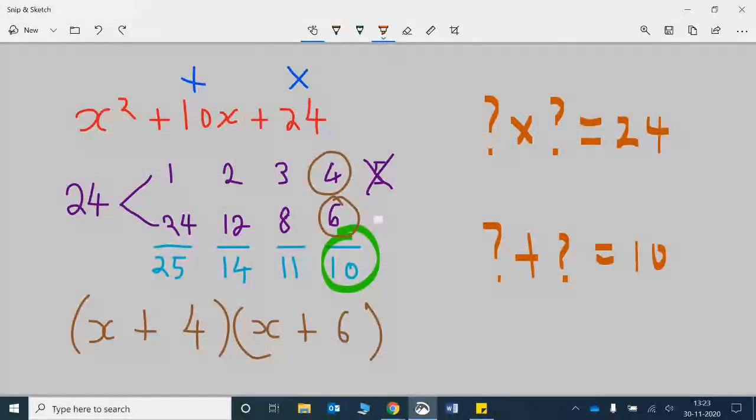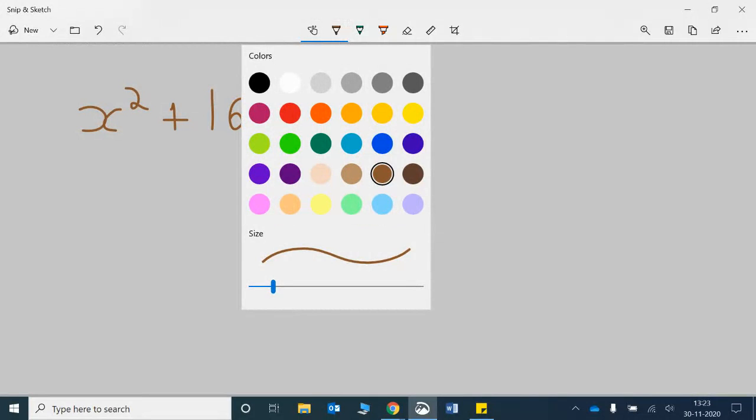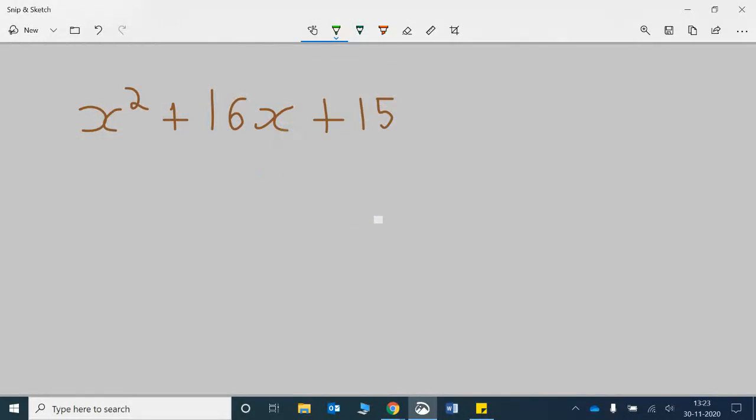Okay, well, let's try another one of these. So let's go all the way back, and this time let's type it in. Let's go with the brown again. So let's do x squared plus 16x plus 15. Okay, so that's not looking very nice because we've got quite high numbers there. But it turns out that this one is not very difficult because 15 doesn't have very many factors. So we need to find two numbers which times together to give 15 and add together to give 16.